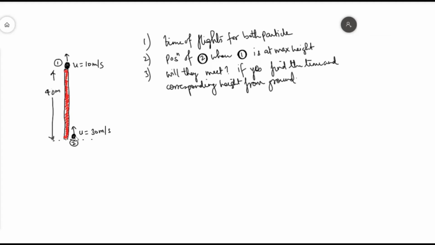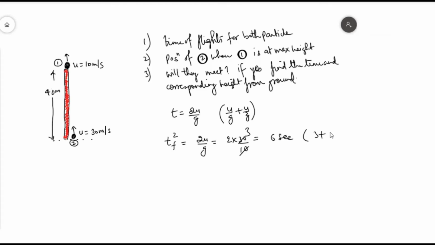When one particle goes up and comes back at the same level, I have a formula for that, that is 2u by g, right? So that time is basically 2u by g, u by g going up plus u by g coming down. So for particle 2, the time of flight is 2u by g, that is 2 into 30, and I'm taking g equal to 10, so this is 2 into 3, 6 seconds. So this has to be 3 going up and 3 coming down.